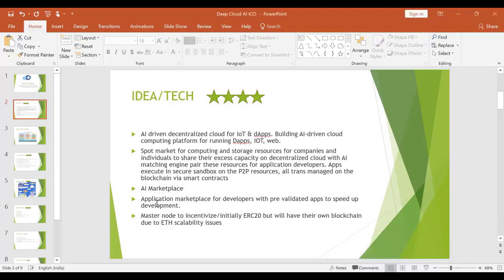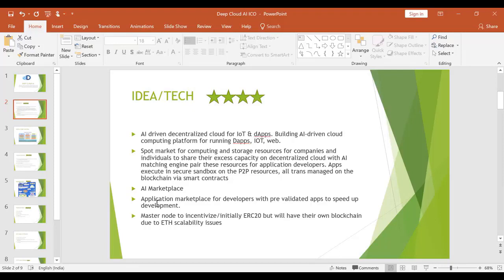Here they are providing a spot market for computing and storage resources for companies. Companies can have the storage, and individuals like us can share our excess capacity and computing power to DeepCloud AI on the decentralized cloud with the AI matching engine, which pairs these resources for application developers. Apps execute in a secure sandbox on the P2P resources. All transactions are managed on the blockchain via smart contracts.